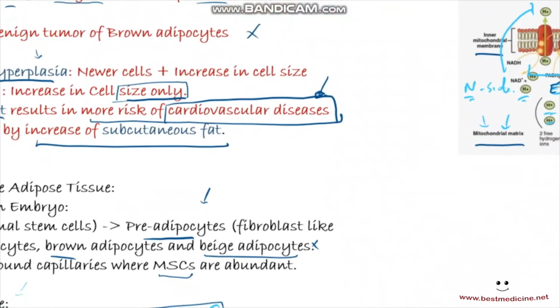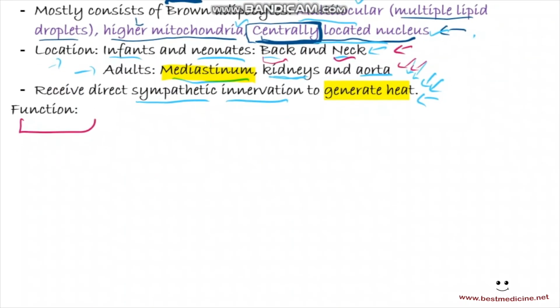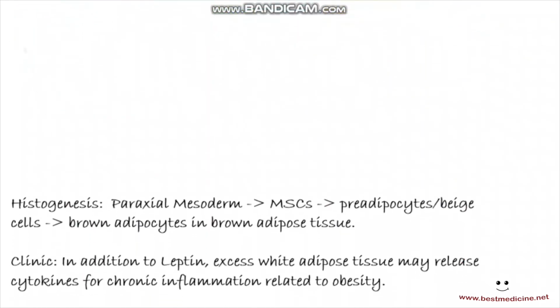All right, so let's go back to our notes and see the locations again. We have it present in the infants and neonates because they need lots and lots of heat. It is present in the back and neck, and in the adults, it is present around the organs, around the viscera, to keep the organs warm. And the way it keeps them warm, we have learned in our function: it contains special uncoupling proteins, which are also called thermogenin, which allow the utilization of almost all of the proton gradient for production of heat, and almost no production of ATP where the uncoupling protein is present.